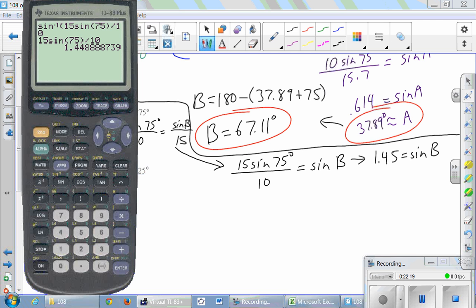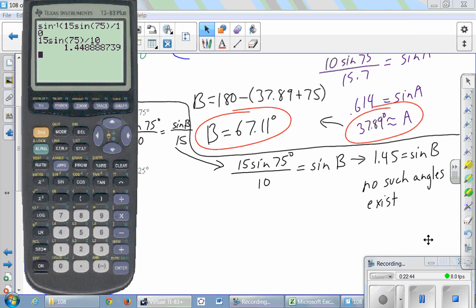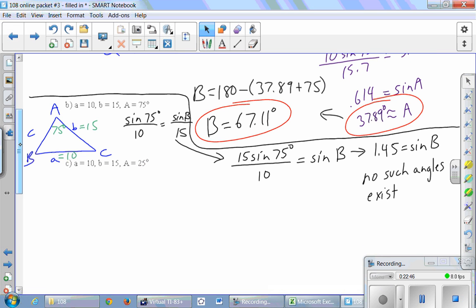So what's the problem with trying to take the inverse sine right now? Well, sine only gets up to 1 and down to -1. So looking for an angle whose sine is 1.45 is futile. And that's what the calculator told us when it gave us that domain error. So we can just say no such angles exist. Which means that this triangle that I very cavalierly drew here without paying any attention to scale also doesn't exist.